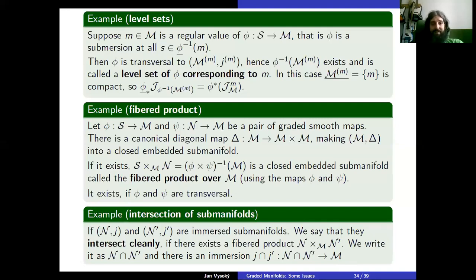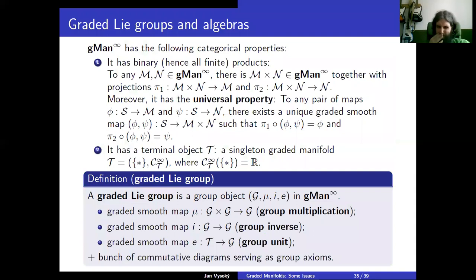And there's another example, which I call graded Lie groups and graded Lie algebras. Your category of graded manifolds has some nice categorical properties. First of all, it has binary products. It's a very important thing. If I take two graded manifolds, I can make their Cartesian product together with some projections from the product to N.